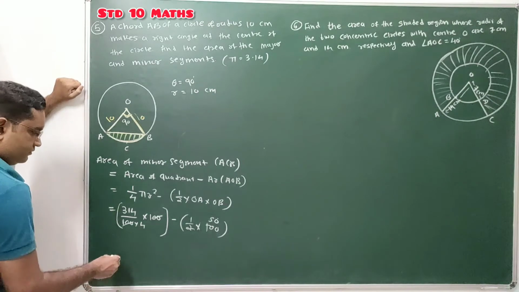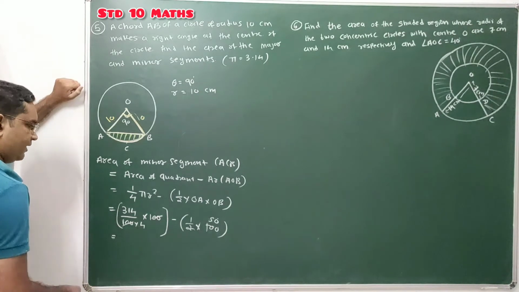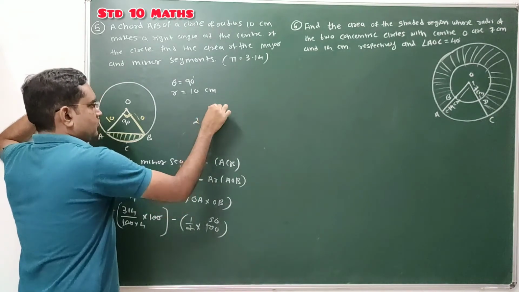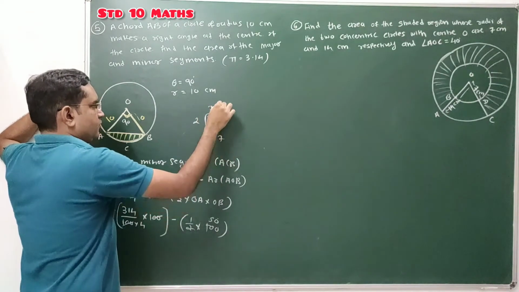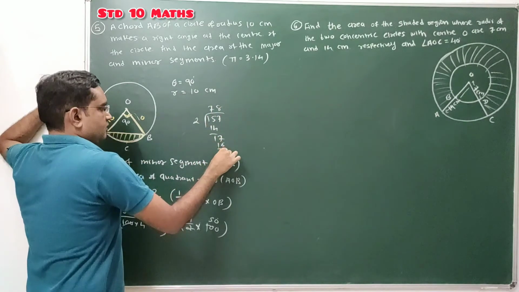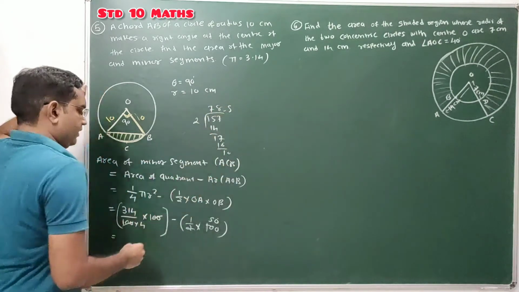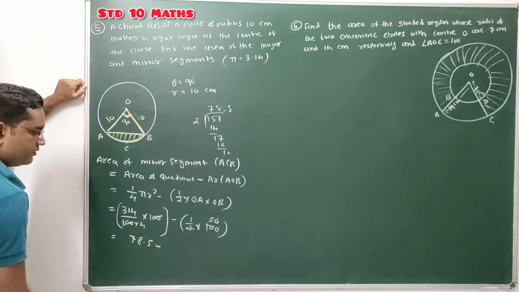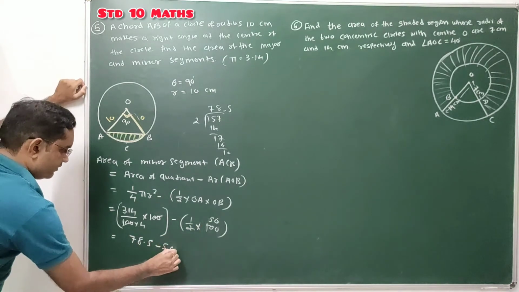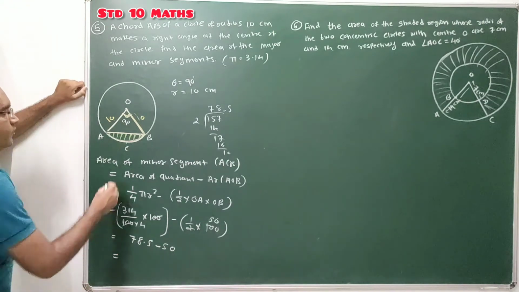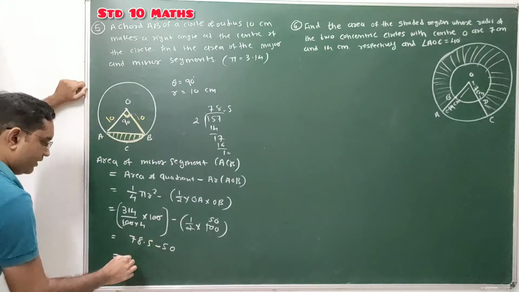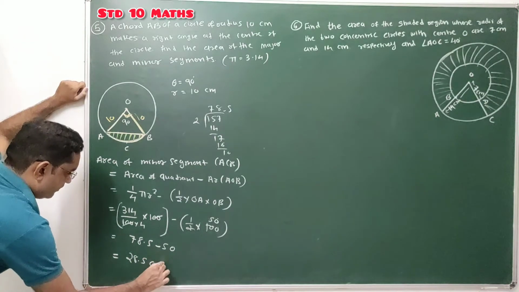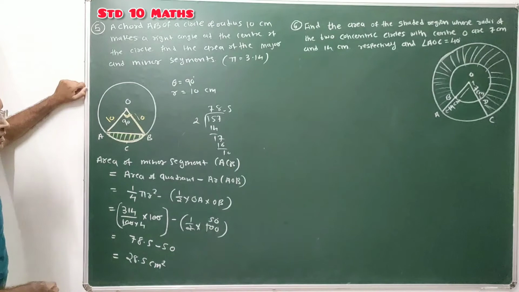314 by 4, 157 by 2. 2 7s are 14, 1 7, 2 8s are 16, 1 0, 2 5s are 10, 78.5. 78.5 minus this one is 50. So the area of the shaded region, or we can say the area of the minor segment, is 28.5 centimeter square. This is the area of the minor segment.